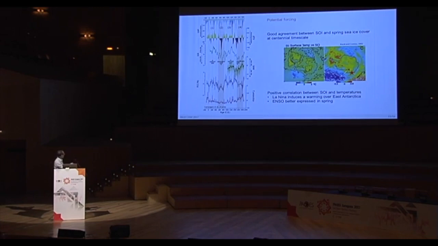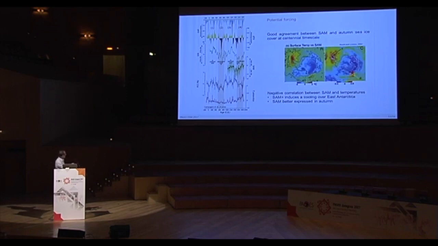So here is the spring sea ice with the SOI, the Southern Oscillation Index, and there is a fairly good agreement between the two records, which is also in agreement with the modern climatology of Antarctica, where there is a positive correlation between the SOI and the temperatures in the southern hemisphere, especially that La Nina induces a warming over East Antarctica. And also in the studies, it's noted that ENSO is much better expressed in spring, and this is exactly what we have here, with La Nina-like episodes in phase with less sea ice, so warming in our region.